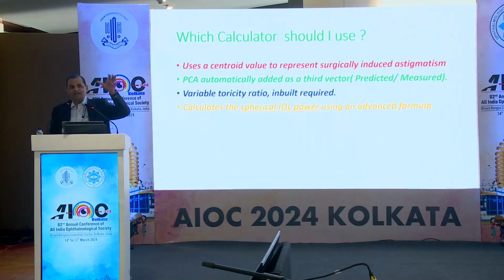Because whenever you go for any company's formula, suppose you are going with the Johnson toric calculator or the Alcon toric calculator, you have to get the spherical power from your optical biometry or your immersion scan. So you should have an incorporation of this kind of advanced formula in the toric calculator, so you don't have to get it from other instruments or older versions.